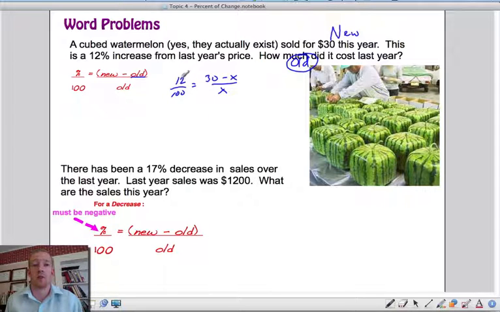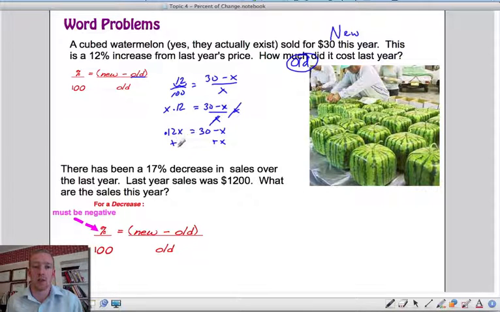So I simplify this. 12 divided by 100 is 0.12, right? It's always divided by 100 as part of our formula, so it's always just going to move the decimal over 2 places. So instead of 12, it's 0.12 as a decimal, equals 30 minus x over x. If you multiply both sides by x, it cancels these, and we have 0.12x equals 30 minus x.